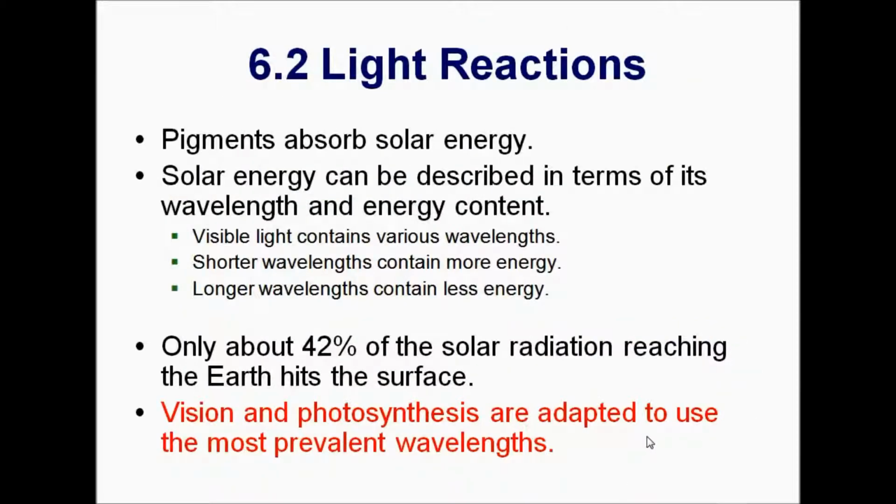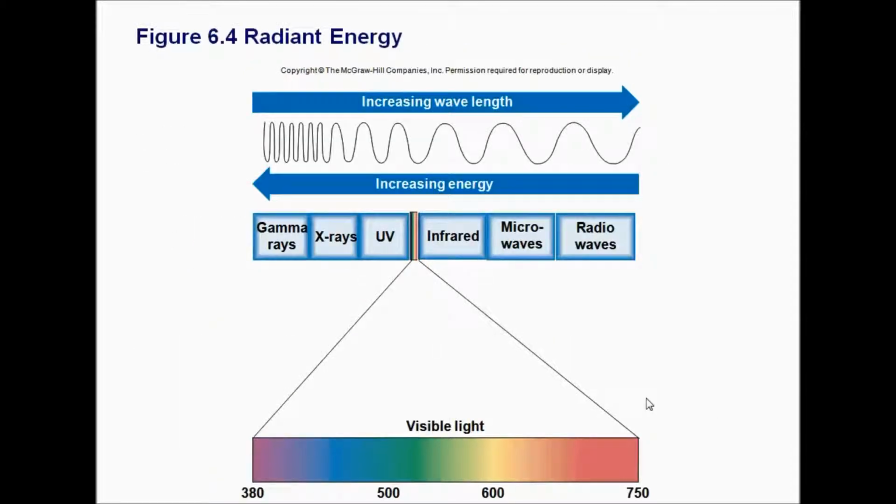All right. So let's talk about this. There are certain pigments that absorb solar energy, so let's talk about solar energy. There are different wavelengths, and different wavelengths have a different amount of energy associated with them. There's visible light, which you can see, and we found that shorter wavelengths contain more energy and longer wavelengths contain less energy. Vision and photosynthesis are adapted to use the most prevalent wavelengths of what comes through and hits the Earth from the sun. Only about 42% of the solar radiation reaching the Earth actually gets all the way down to the surface. All right? So let's look at those wavelengths. So we have visible light.